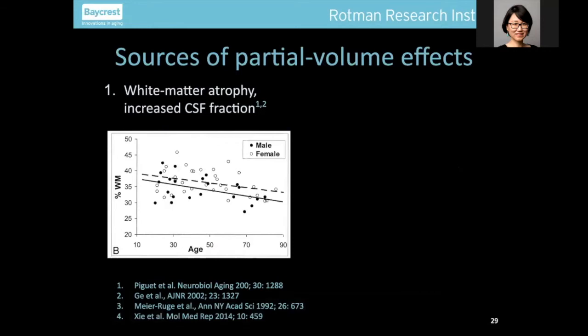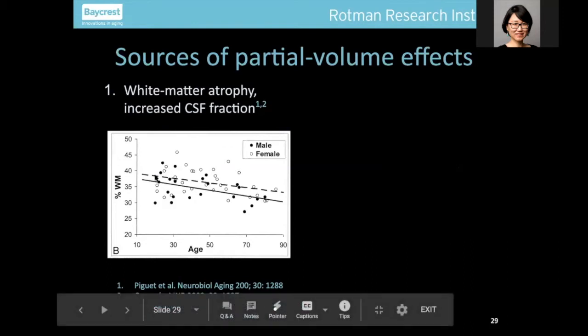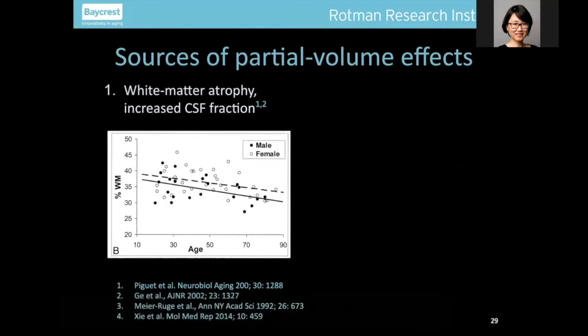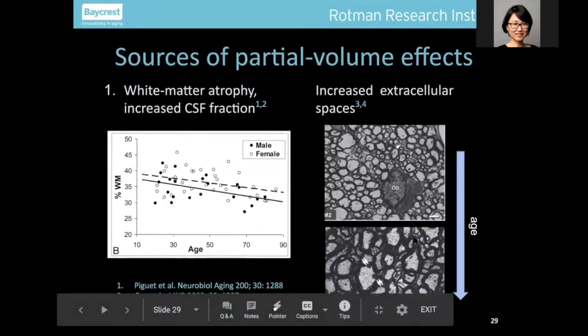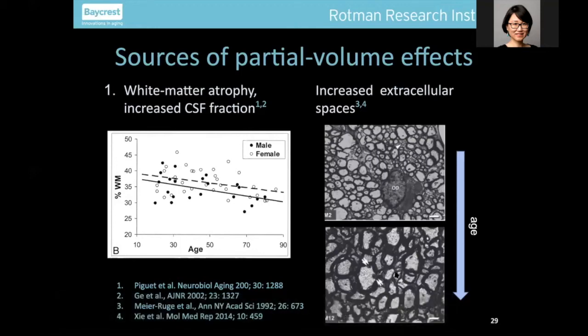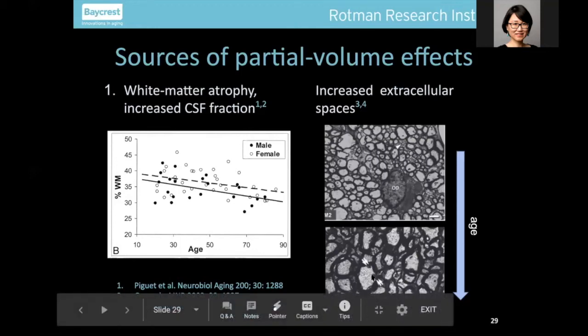So at the same time, white matter also atrophies. So we do see whole brain white matter volume going down as age goes up. And this in turn is reflected in the increased CSF fraction, so cerebrospinal fluid fraction. And at the cellular level, if you don't consider the CSF, if you don't consider the atrophy, if we look at each individual fiber, we do see that there's an increase in extracellular space surrounding the fibers.